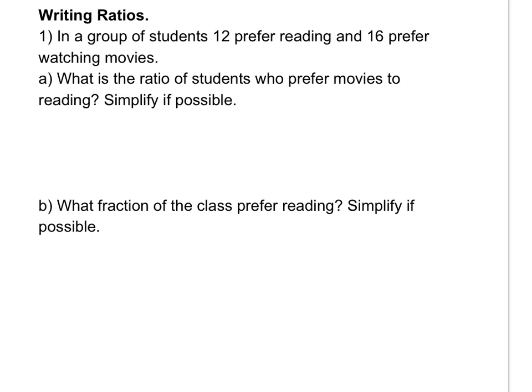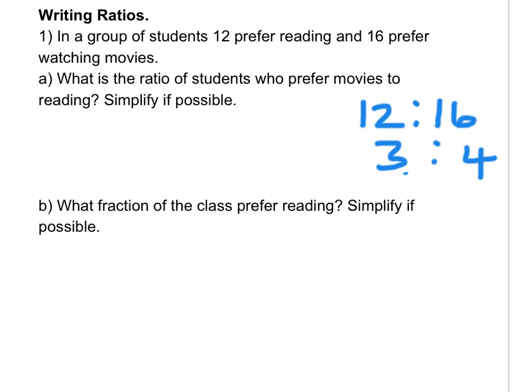In a group of students, 12 prefer reading and 16 prefer watching movies. What is the ratio of students who prefer movies to reading, and simplify if possible? Okay, I've set this up like this deliberately because it might confuse people. Because what I'm expecting here is people are going to write down that the ratio is 12 to 16, and then simplify that to 3 is to 4.